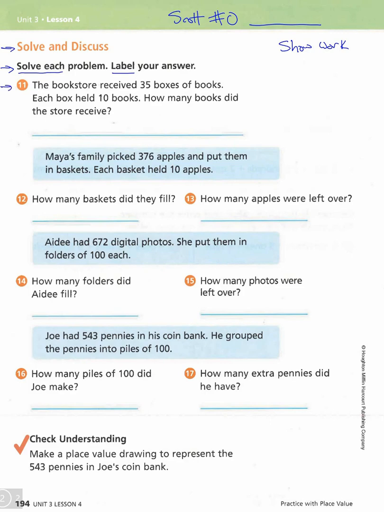Here we go. First off, let's look at number 11. So it says, the bookstore received 35 boxes of books, and each box held 10 books. So how many individual books did the store receive? So we're talking about groups of 10, right? We're talking about 35 boxes, and each box had 10. So that's 35 groups of 10. So in our place value models, we would use 10 sticks, right?